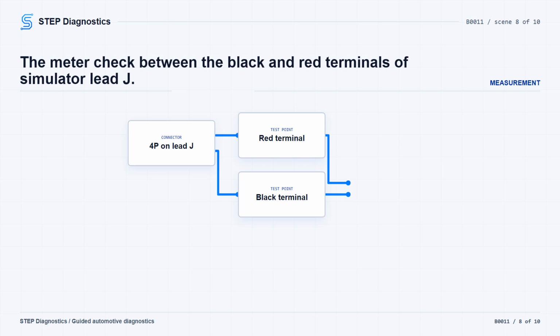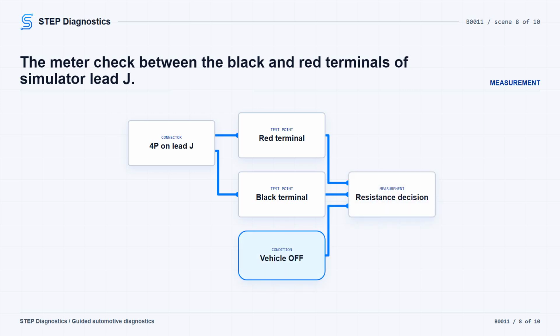With the vehicle still in OFF lock mode, the passenger inflator 4P connector disconnected from the airbag and connected to simulator lead J, and the SRS unit connector disconnected, measure resistance between the black terminal and the red terminal of SRS simulator lead J. The decision point is 1.0 ohm or less.